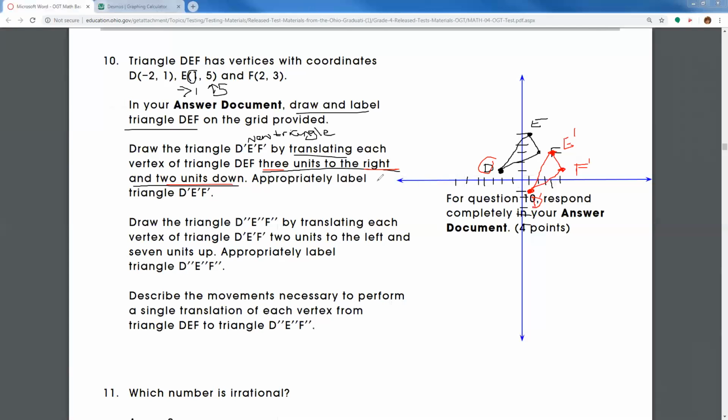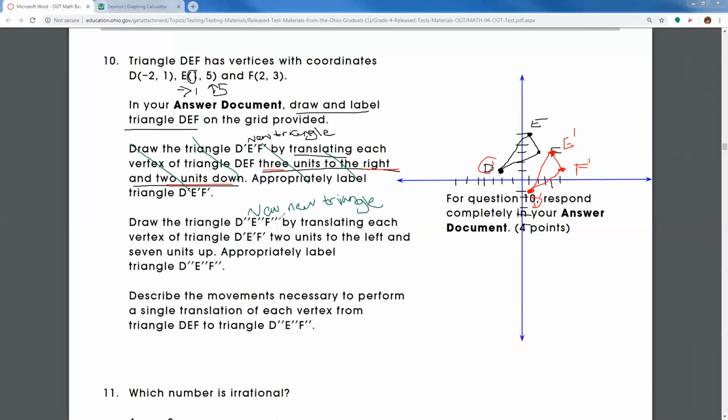Okay, so we've done the second one. We don't need to worry about that anymore. So now, draw the triangle D double prime, E double prime. It just means, oh wow, we're moving it again. One more. Now it's a new triangle. Don't they understand that this could be very confusing? They do. That's kind of why they did it.